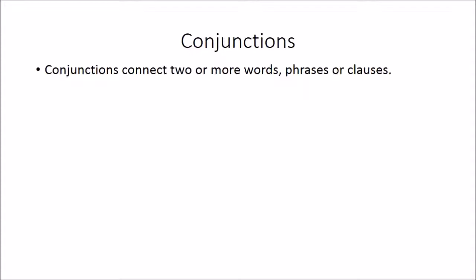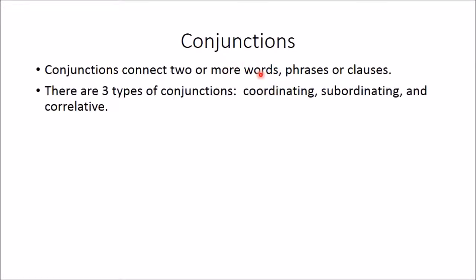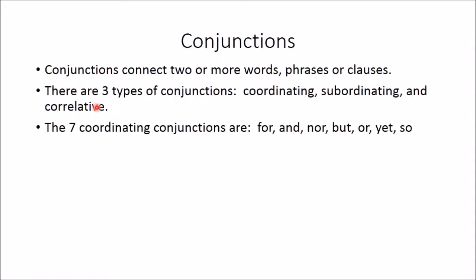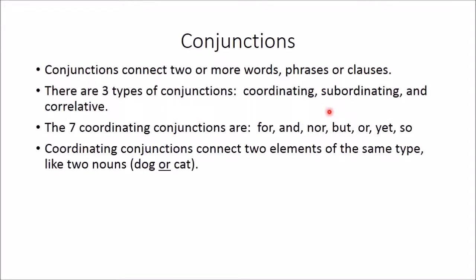And as we do that, this is going to end up being a review all the way from the beginning, okay? So there are three types of conjunctions: coordinating, subordinating, and correlative. We know about coordinating and correlative. There are 7 coordinating conjunctions: for, and, nor, but, or, yet, so. Those need to be memorized.